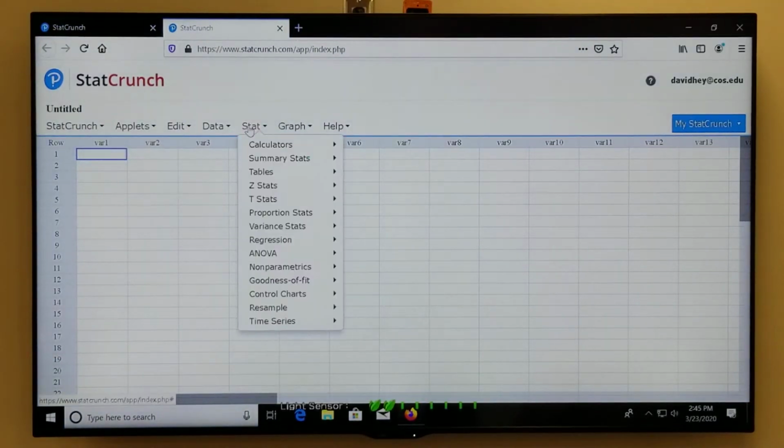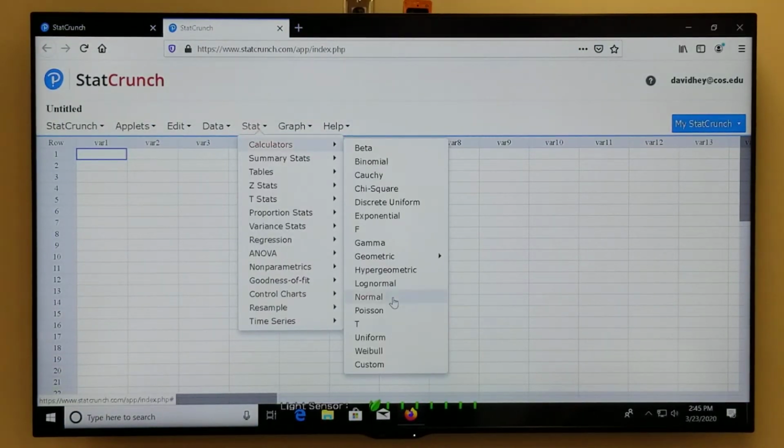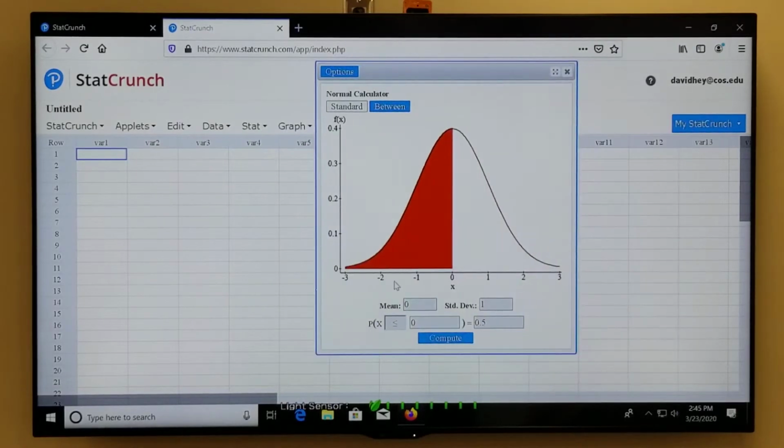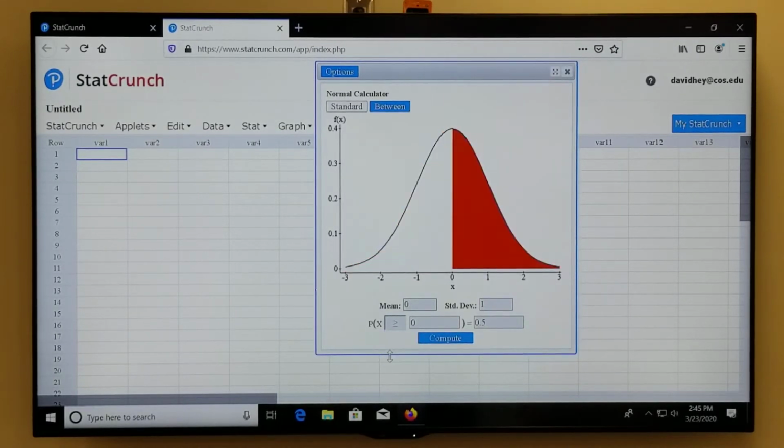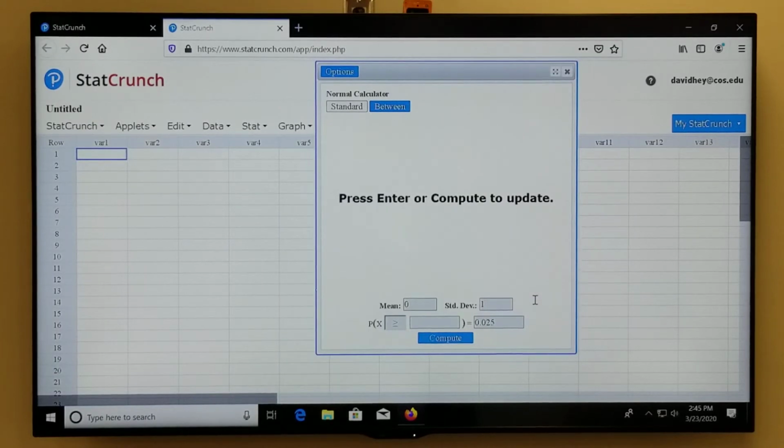So we're going to go to Stat, Calculators, Normal, leave the mean at 0, leave the standard deviation at 1. Critical values are always areas to the right, so we want to shade in the stuff going to the right. And then we want the area to be that subscript that we just calculated when we were working it out on the page. We want the area to be 0.025. Okay, and then we're going to hit compute, and our answer is going to show up here in this box.